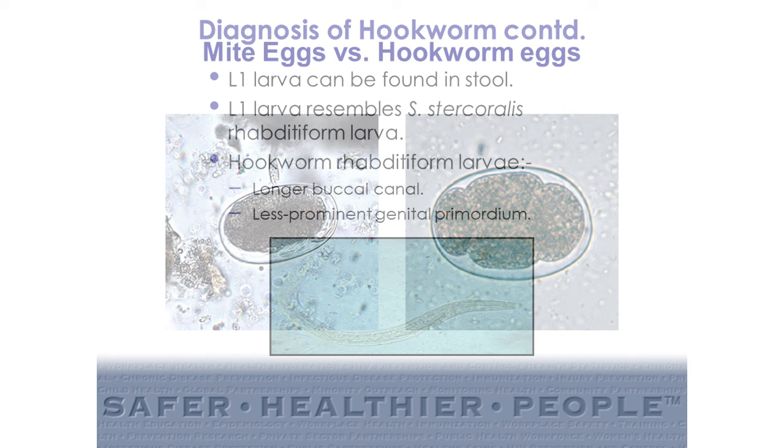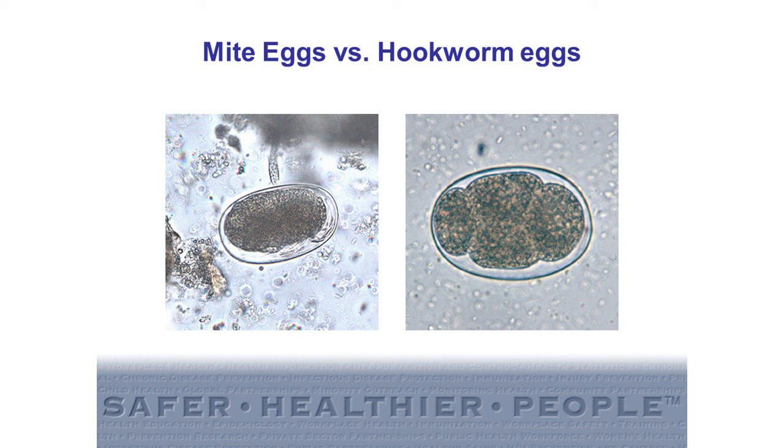Mite eggs are similar to hookworm eggs and may be confused with them. Mite eggs are, however, much bigger, but not always, so we have to watch out for these artifacts that may sometimes look like nematode eggs.